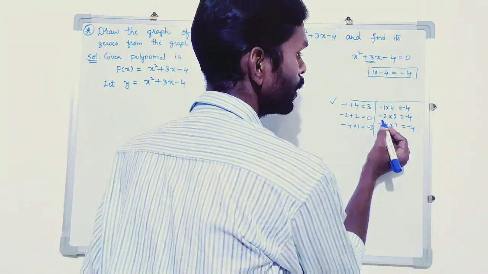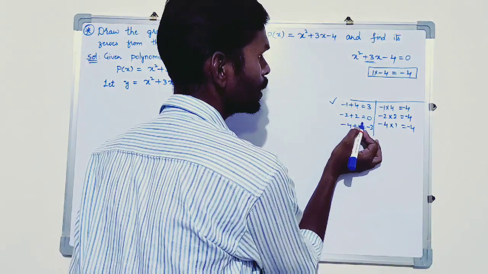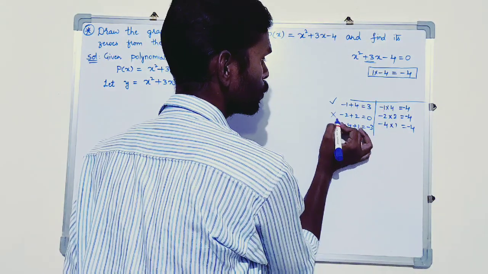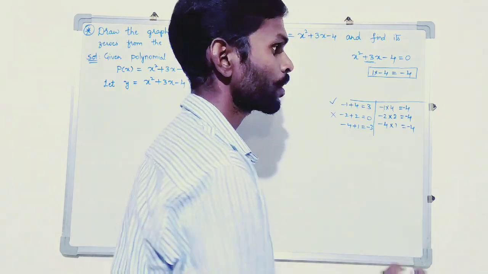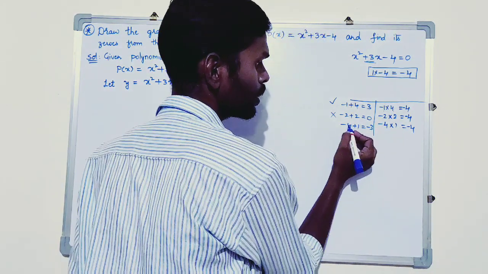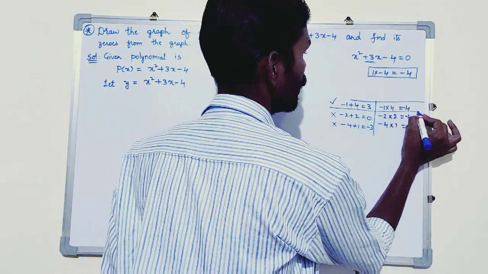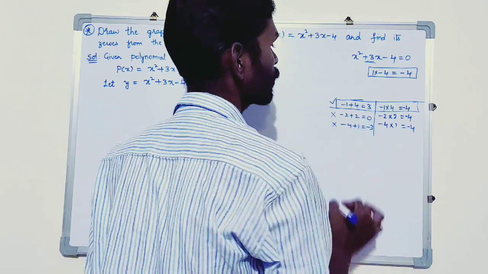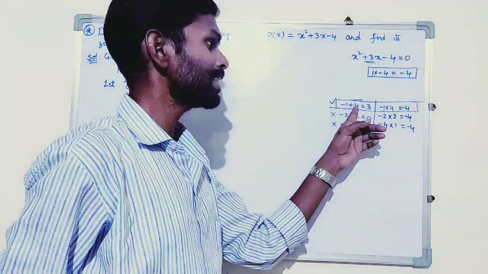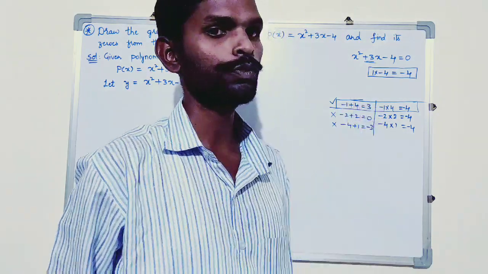Condition satisfied. Here the factors are minus 2 and plus 2, but the sum is 0. 0 is not there, so you should not take this into consideration. Now here the factors are minus 4 and 1, but the sum is minus 3, while here plus 3 is required. So our values are these. It is clear that you have two factors, minus 1 and plus 4.